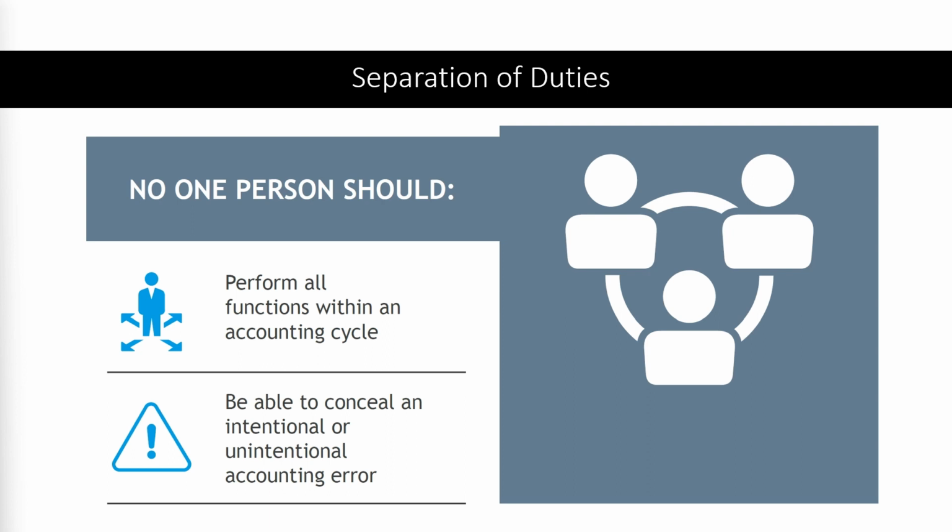Separation of duties is a vital internal control in ensuring accountability and minimizing errors in accounting. This principle dictates that no single individual should handle all functions within an accounting cycle, reducing the risk of errors or intentional concealment. Having multiple individuals involved provides checks and balances, enhancing accuracy and transparency.